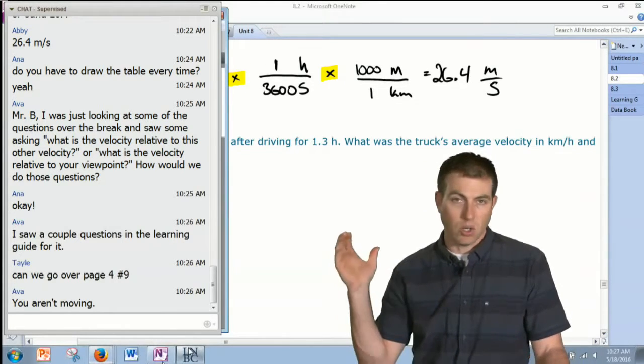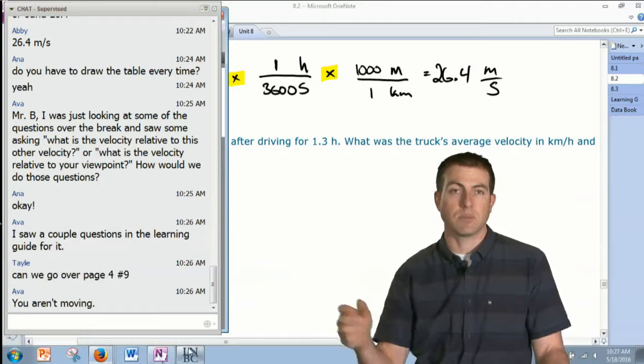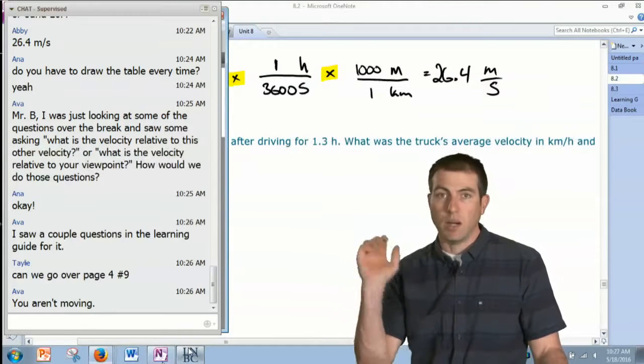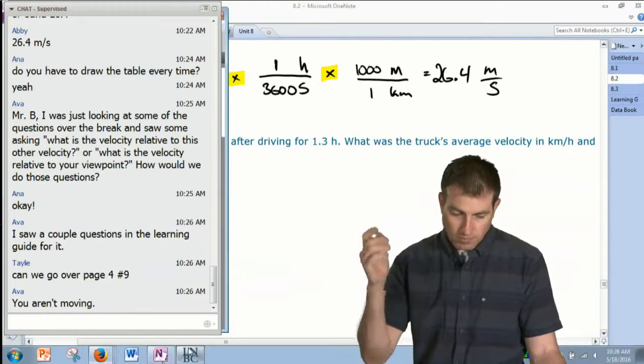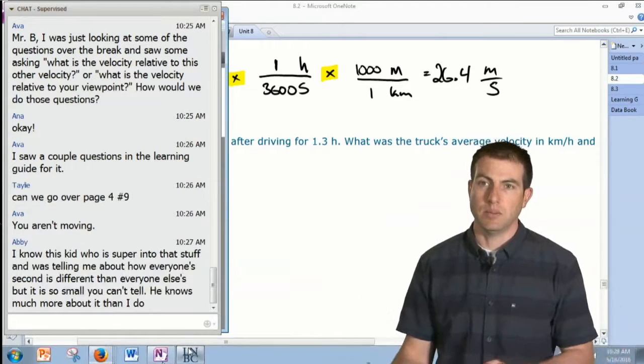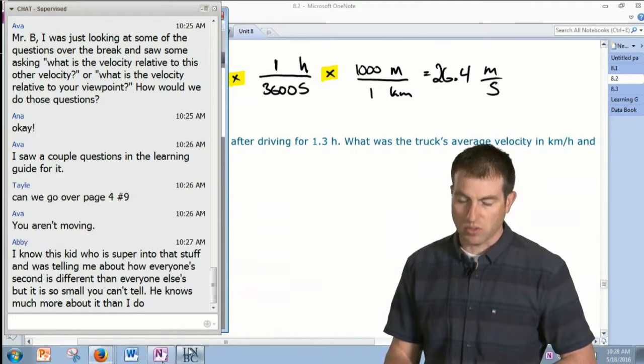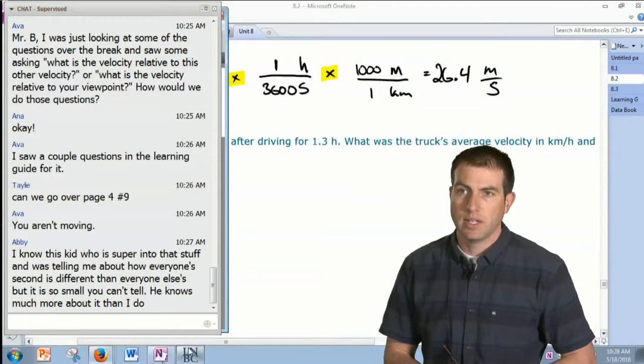And then, Earth's moving around the sun. So if I ask my velocity relative to the sun, I'm moving as well. My velocity relative to the rest of the galaxy, I'm moving. So there's some interesting things that come out of that.